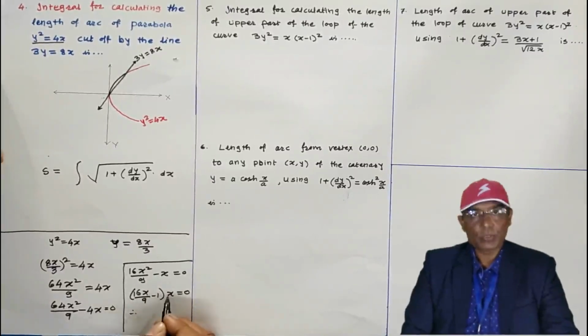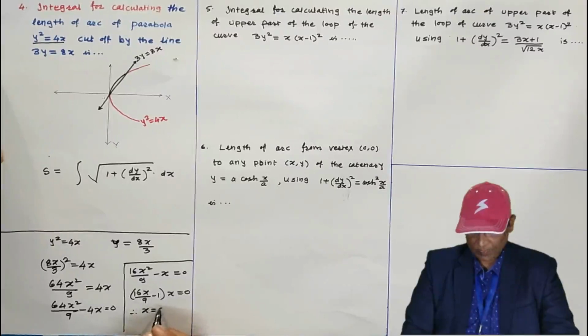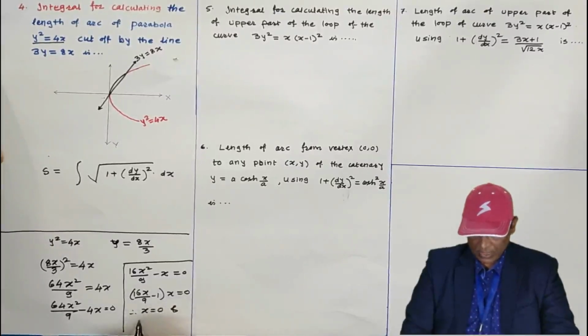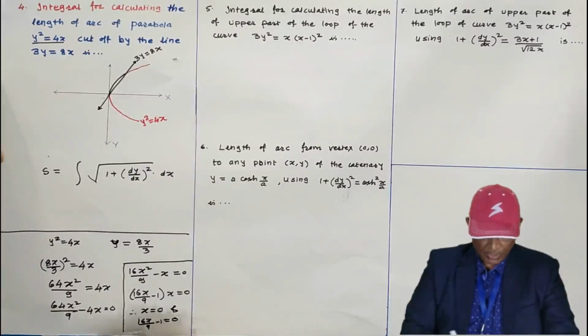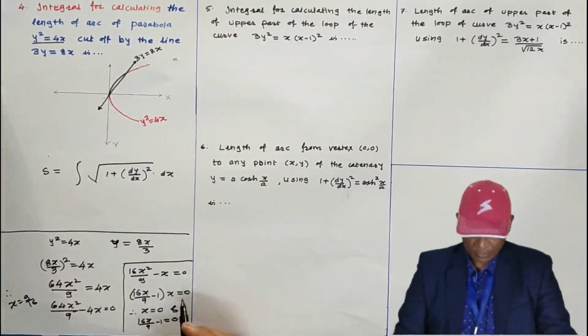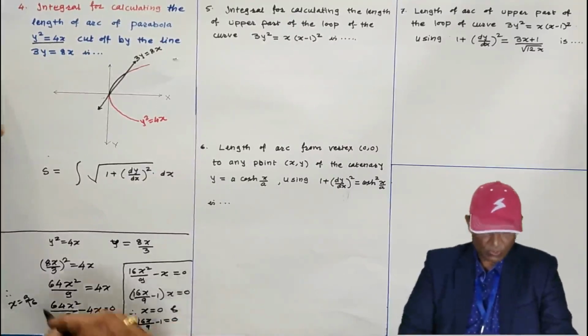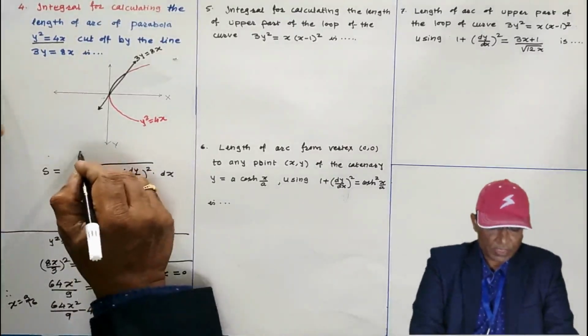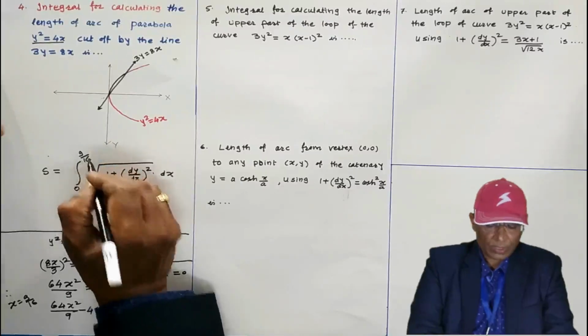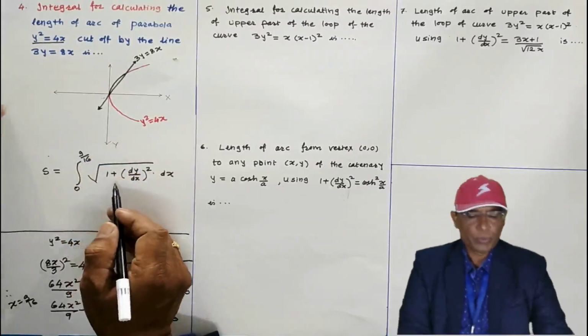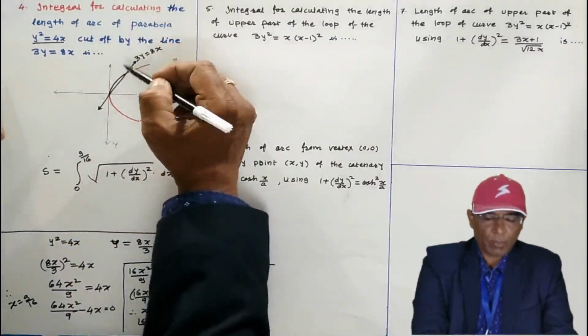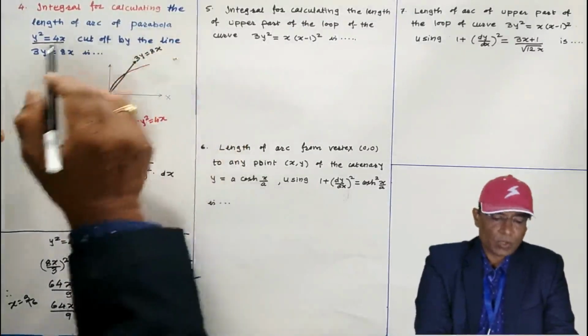Therefore, the product of these two is 0. Therefore, x is 0, and 16x by 9 minus 1 equal to 0. Therefore, x equal to 9 by 16. So the values of x we have obtained are x equal to 0 and x equal to 9 by 16. So this is the integral which will be used to calculate the length of arc of the parabola which is cut off by this line.